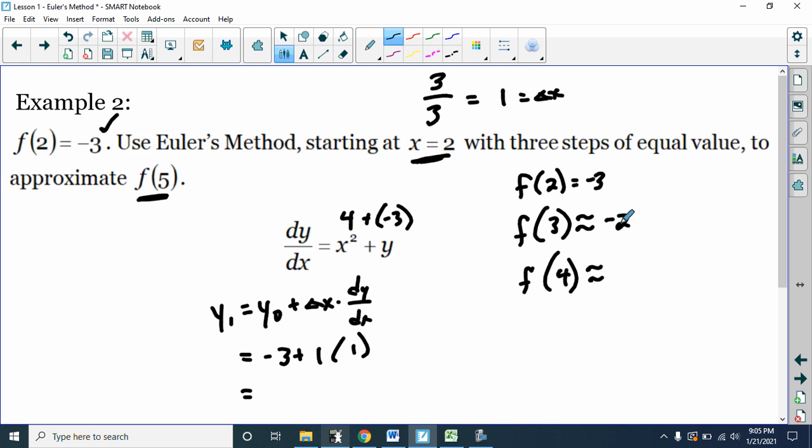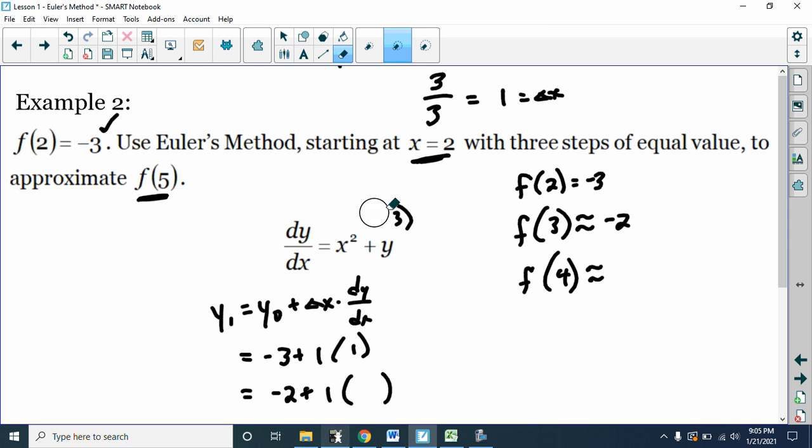It's the previous y value plus the step times the derivative at the previous point. x squared plus y. x squared is 9 plus y. f of 4 should be about 5.